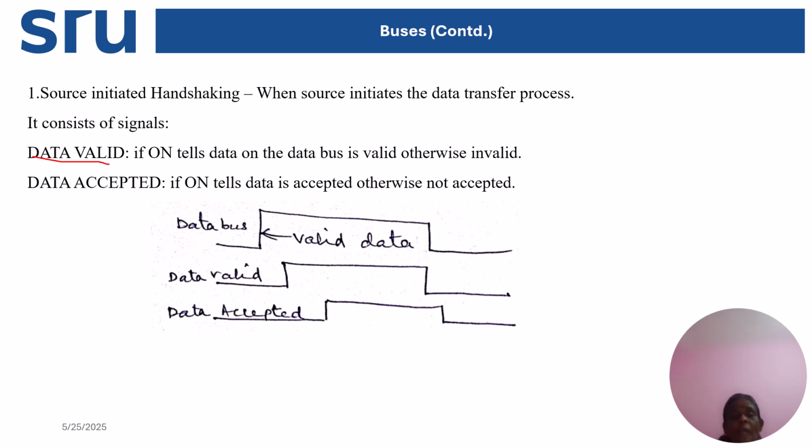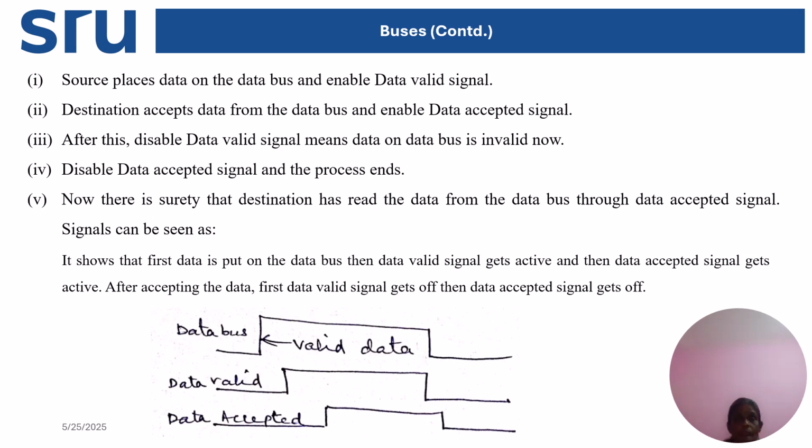See the timing diagram: on the data bus, the whole is valid data. Almost all of it is covered by the data valid signal, so that the data is valid. And then data accepted. First the source initiates, later the destination is ready to accept all the data. If all the data is accepted, it will send the data accepted signal. This will happen in 5 stages.